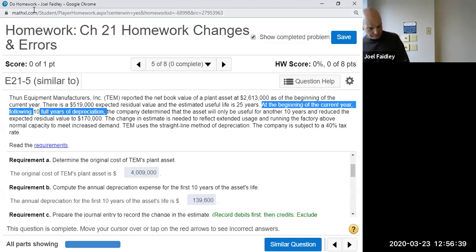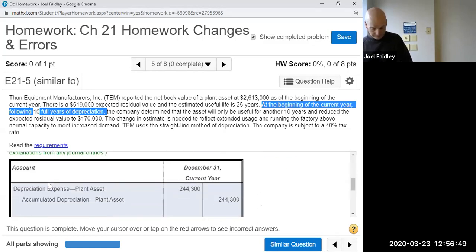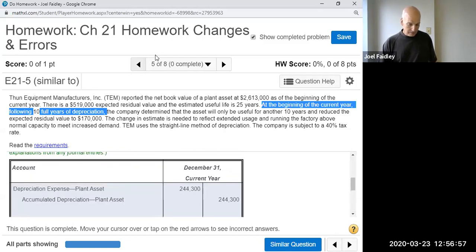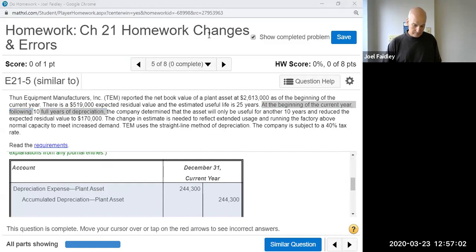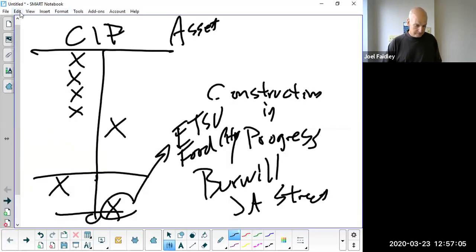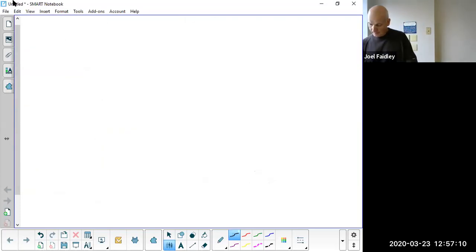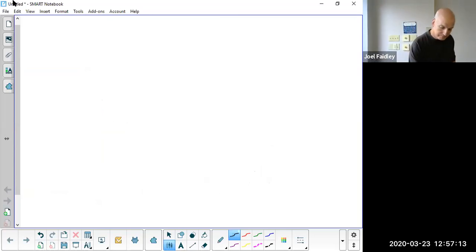4,009,000 and then 139,600. And then going forward, our depreciation is going to be 244,300. All right, so let's go over here to SmartPad and see if we can work through this. So we're at 2613 after 10 years.